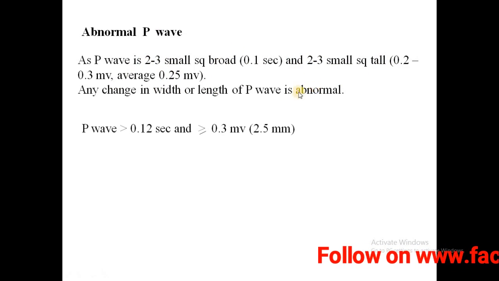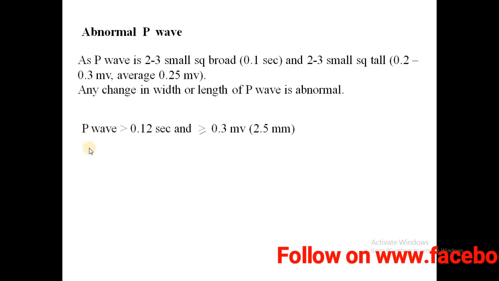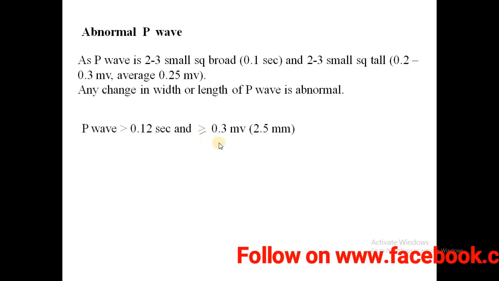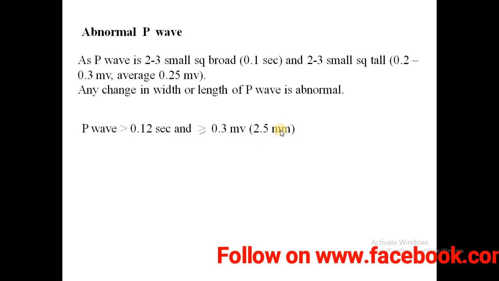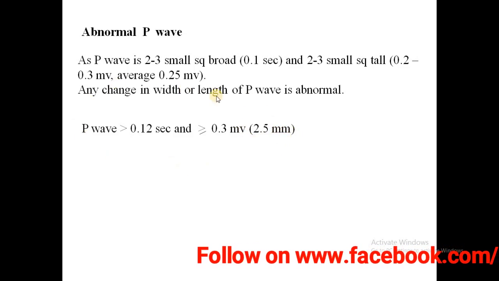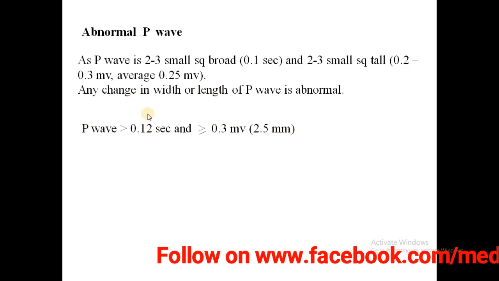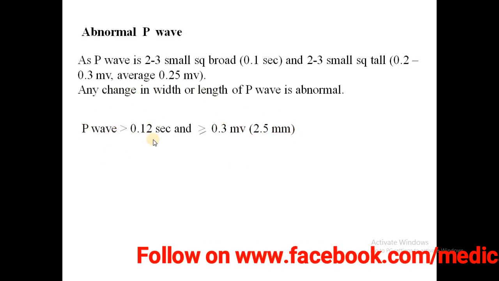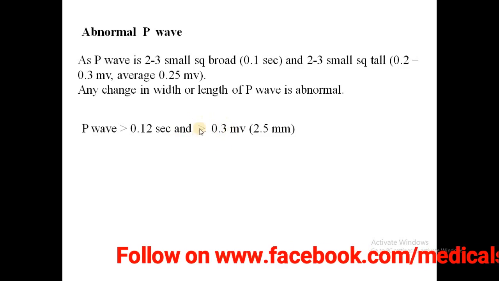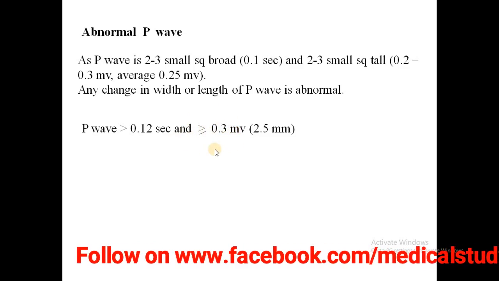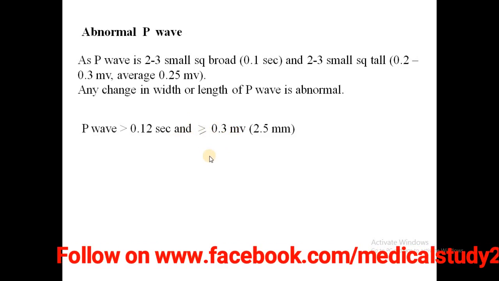And what kind of change? If the P wave is larger than 0.12 seconds and larger than or equal to 0.3 millivolt in height, that is 2.5 millimeter on average, then the P wave will be abnormal. So it will be abnormal when it is 0.12 second, that is more than 3 small squares, and 0.3 millivolt or equal to 0.3 millivolt, that is around 3 small squares taller. So that P wave will be abnormal.